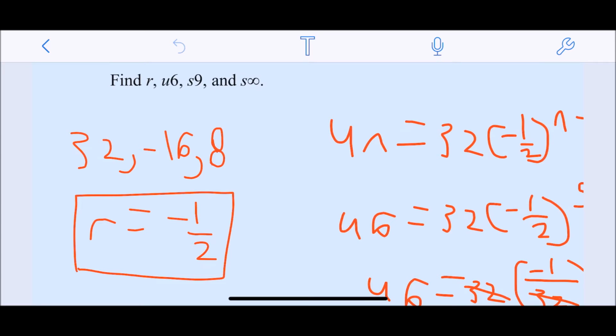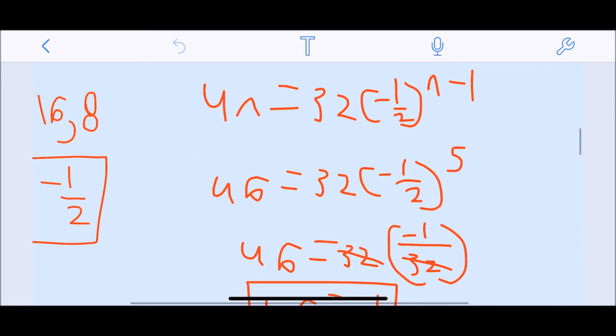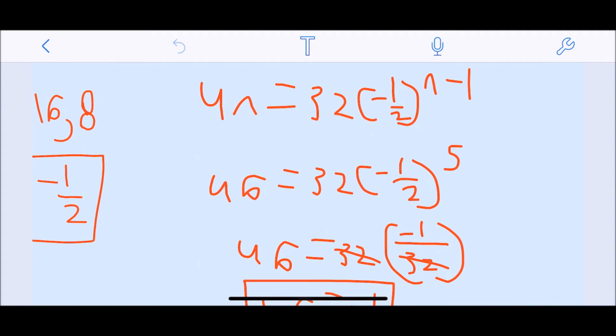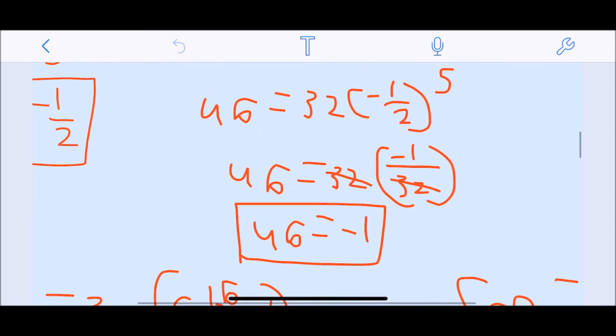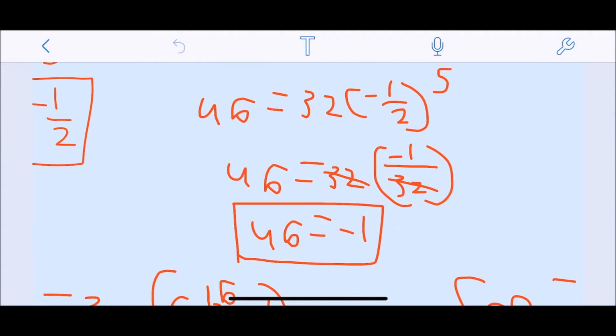So let's do a geometric sequence practice problem. The first three terms of a geometric sequence are u1 equals 32, u2 equals negative 16, and u3 equals 8. Now it's asking to find the common ratio, the sixth term, the sum of the first 9 terms, and the sum as the series goes to infinity. As you'll see, each term is being divided by 2, and because of the alternating signs, the common ratio is negative 1/2.